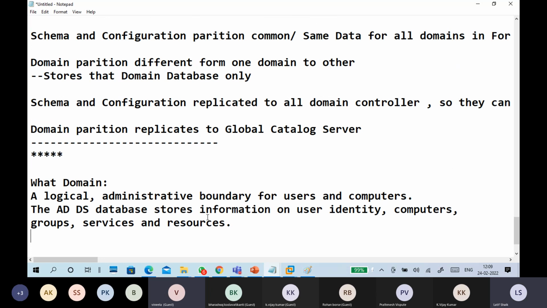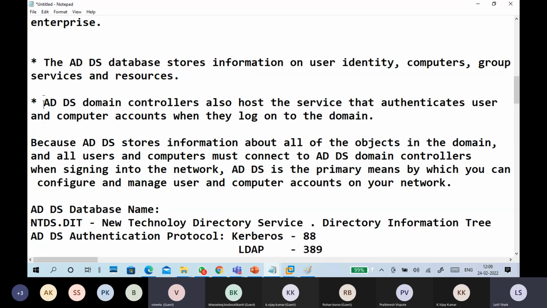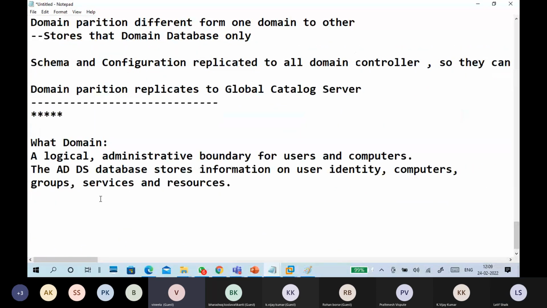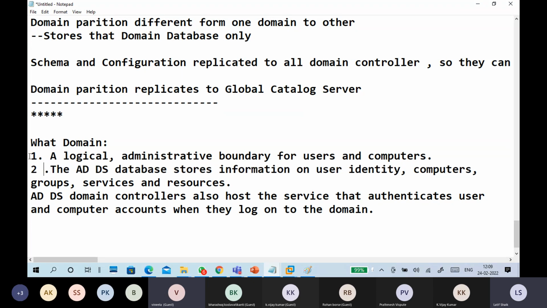The second point is that one. The third point is that it also authenticates users and computers when they log into the domain, or log into the network. So point number 1, point number 2, point number 3: these 3 points you should tell.